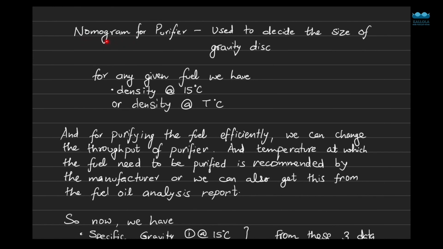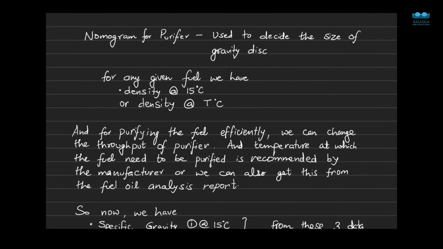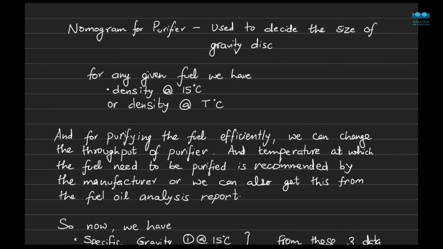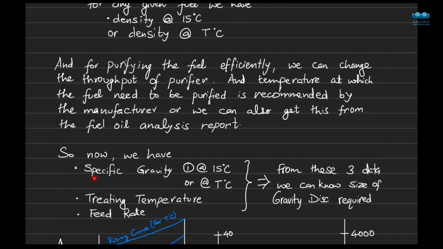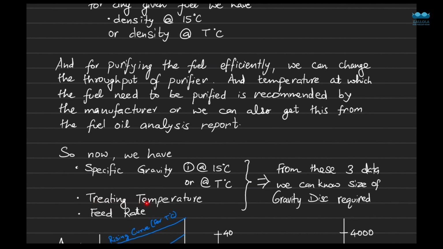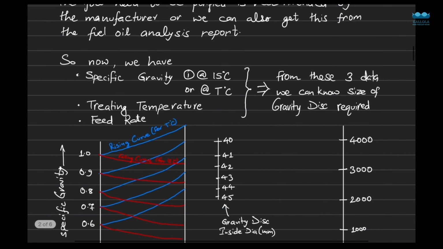In this video, you will learn about the nomogram for purifier, which is used to select the correct size of gravity disk for fuel with different densities. For selecting the correct size of gravity disk, we will need three things. Number one is specific gravity. This can be at 15 degrees Celsius or at any other T degrees Celsius temperature. Other things are the temperature at which the fuel is to be treated and the feed rate which is given to the purifier. By all these three, we will get to know the correct size of gravity disk which we have to use for that particular fuel.